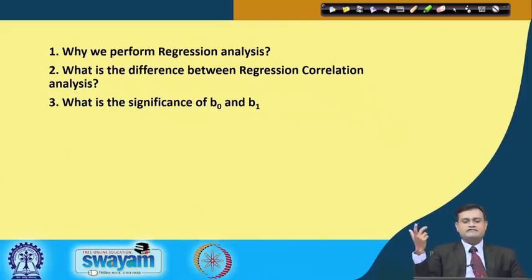So why do we perform regression analysis? In a similar way, you can think why we perform correlation analysis. What is it that forces us to go for correlation analysis when we can easily find the covariance? What is the difference between regression and correlation analysis? So this is what I explained, and you just try to recollect what is the significance of b0 or beta 0 and b1 or beta 1, and also how these constants are determined using the least square function.